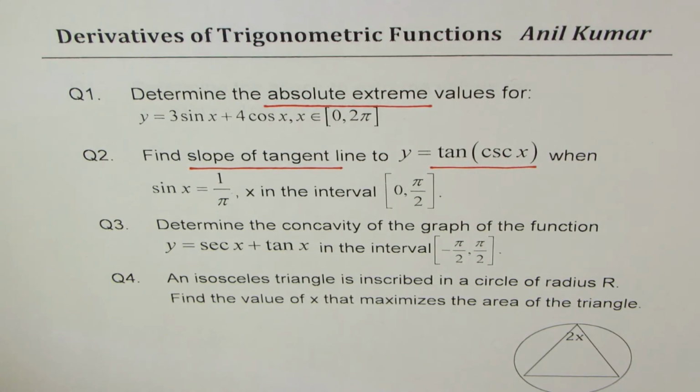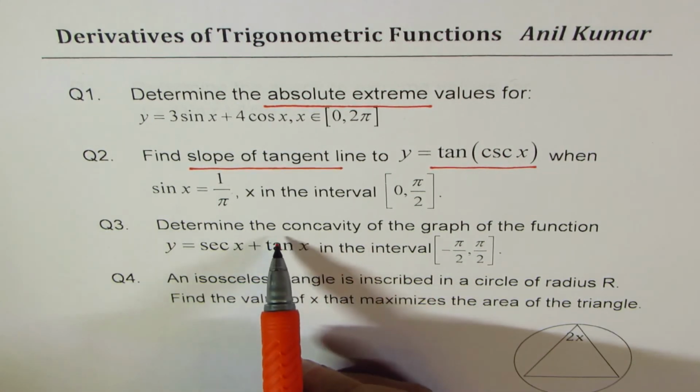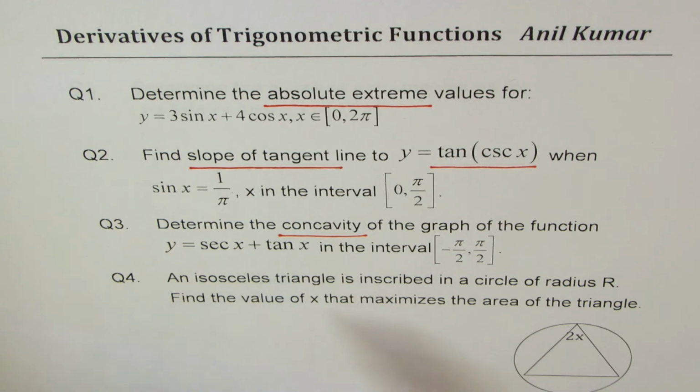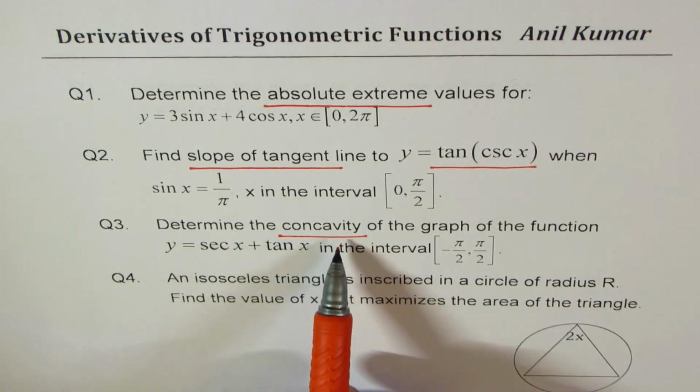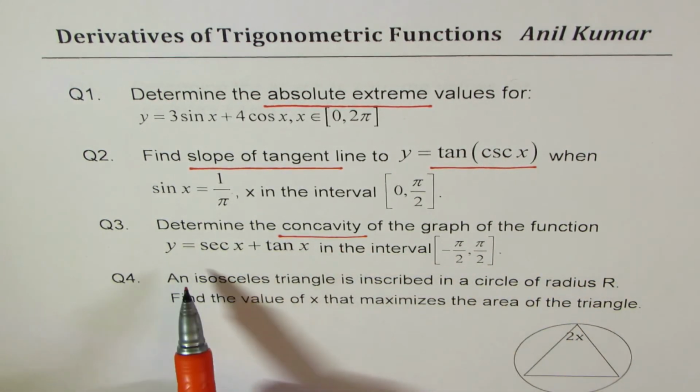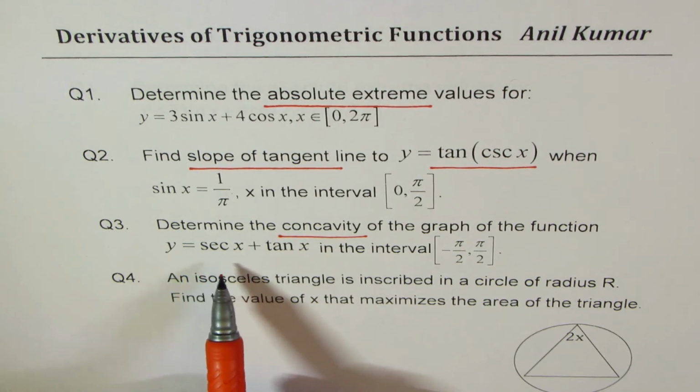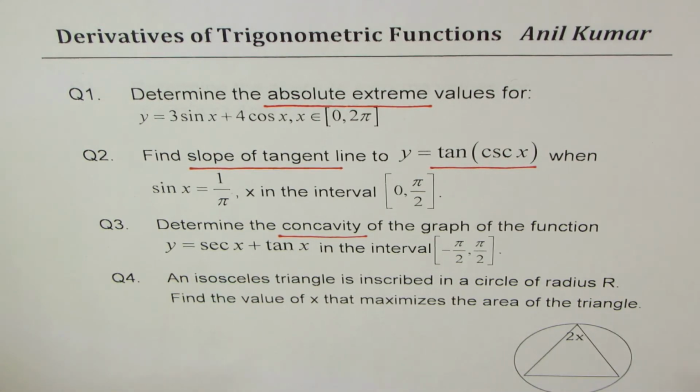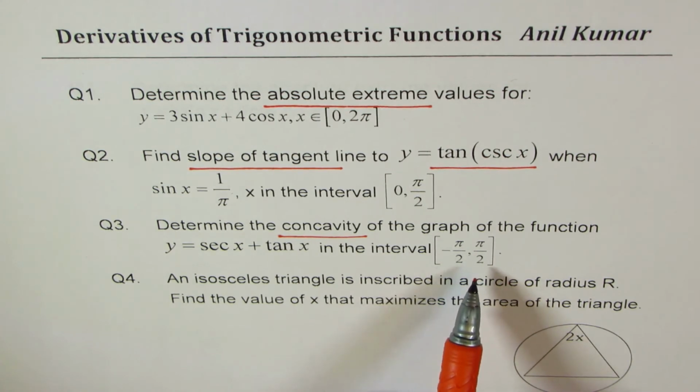Question number 3 is determine the concavity. So this is second derivative. Determine the concavity of the graph of the function y equals secant x plus tan x in the interval minus pi by 2, pi by 2.